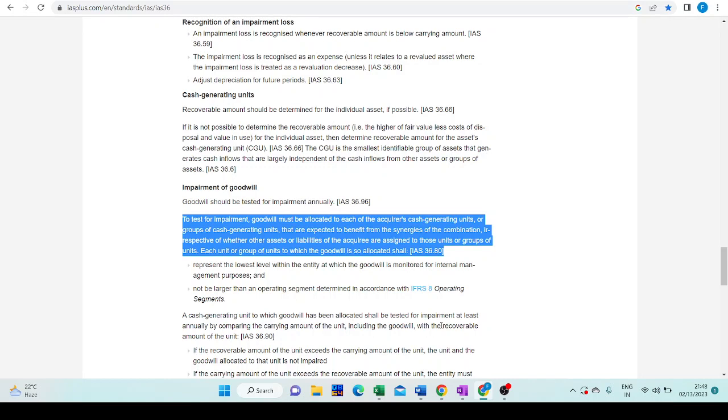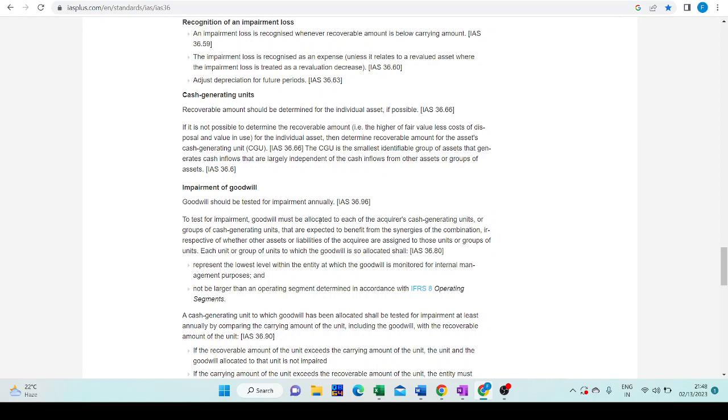This is IAS 36, which deals with impairment of assets, in which it deals with impairment of goodwill, and it has given this very difficult definition as to how to test for impairment of goodwill: the lowest level in the entity at which goodwill is allocated. So the first thing that we will identify from this definition is what a cash generating unit is. Let us define what a cash generating unit is.